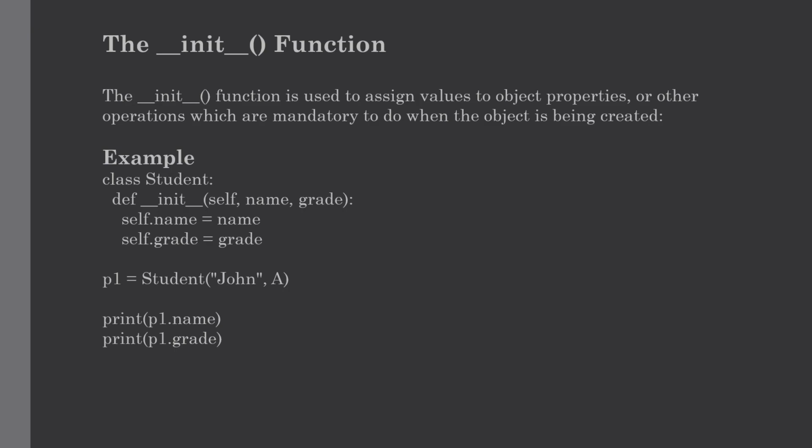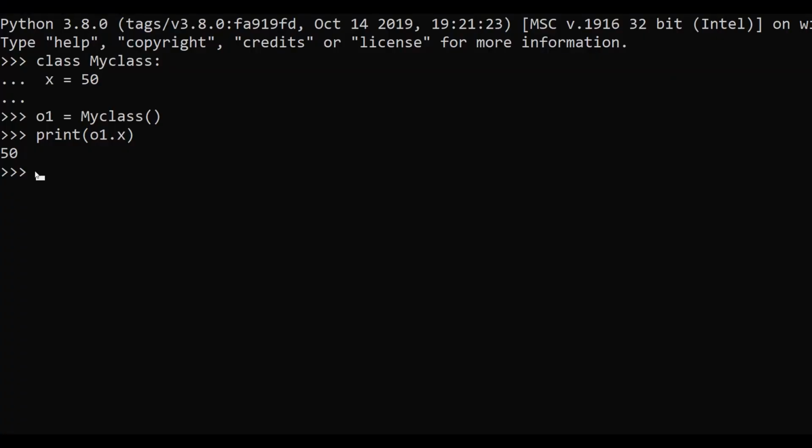Let me show you how to use the init function with a simple example. For this example, we will create one class named Customer. Give the colon, hit enter. Now after giving indentation, we will use the init function to assign the values to the object properties. So just give the init function. We have to use the def keyword, which we use to define a function.